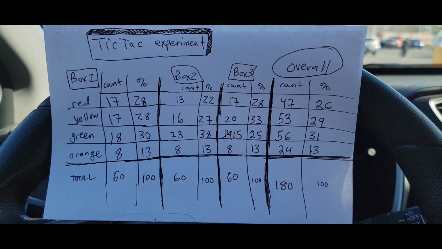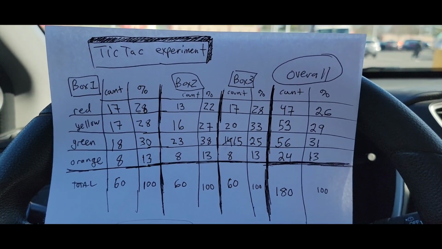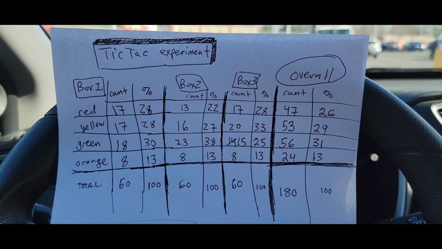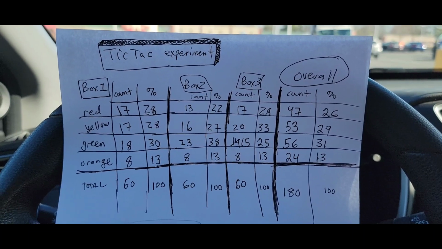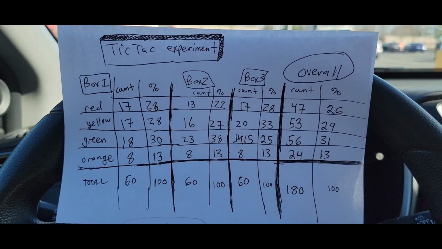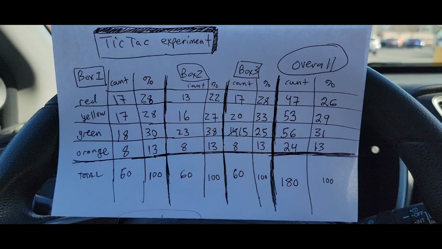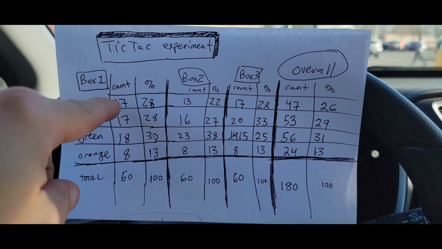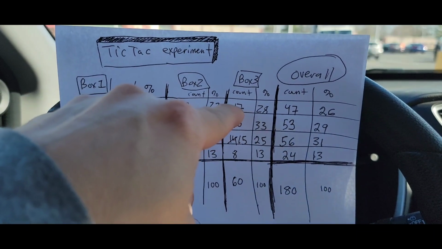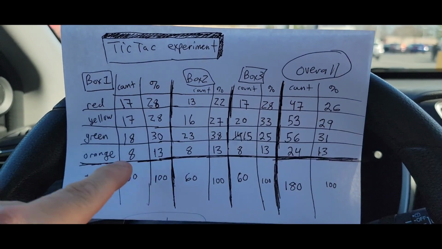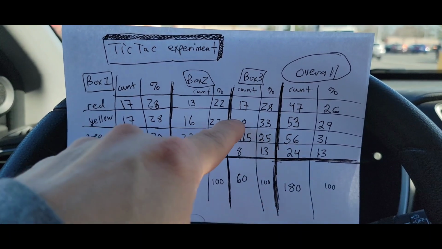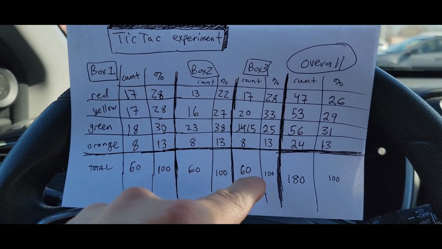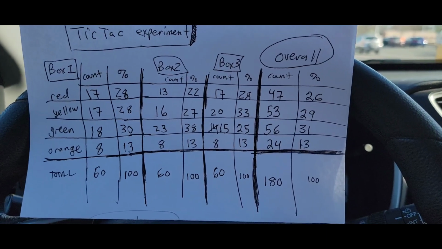Now again, at the end of the day, we only have 3 samples or 3 experiments. We could easily do this, spend a couple more bucks, and maybe we get 7 more boxes and we get 10 different replications of this experiment. And again, what I did for the overall is I just added these together. So I added 17 plus 13 plus 17 red to get the 47 red, 17 plus 16 plus 20 to get the 53 yellows, and so forth. And then 60 in every box just gives 180 total.